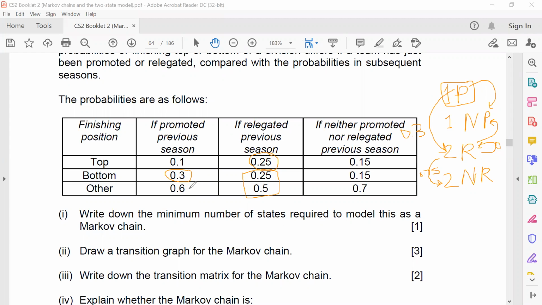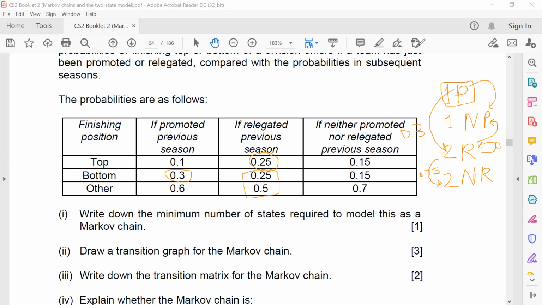Can you guys try to see where I can fit this 0.1? If I was promoted in the previous season, then that means I am in 1P, right? Do you agree? Yes, ma'am. And now if I'm in 1P, which is division 1, and I'm neither at the bottom nor at the top in division 1, then what happens to me? Do I go to division 2, or do I stay in division 1? It will be in division 1.